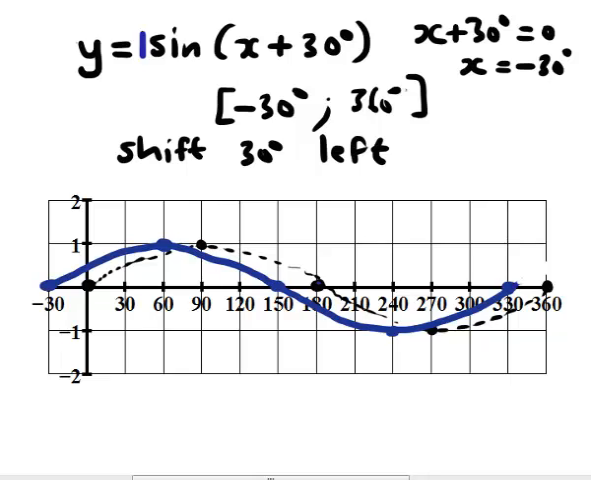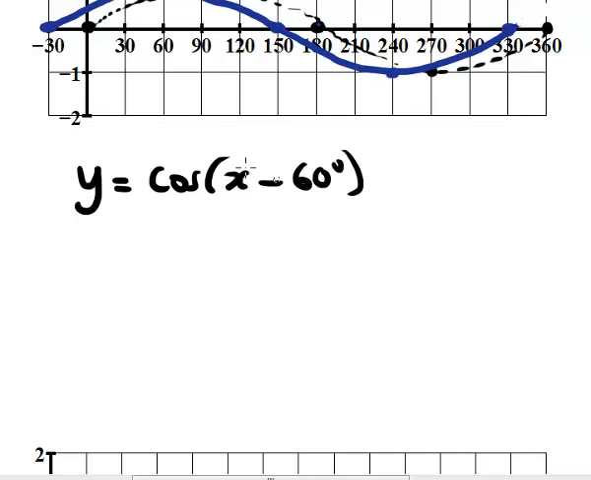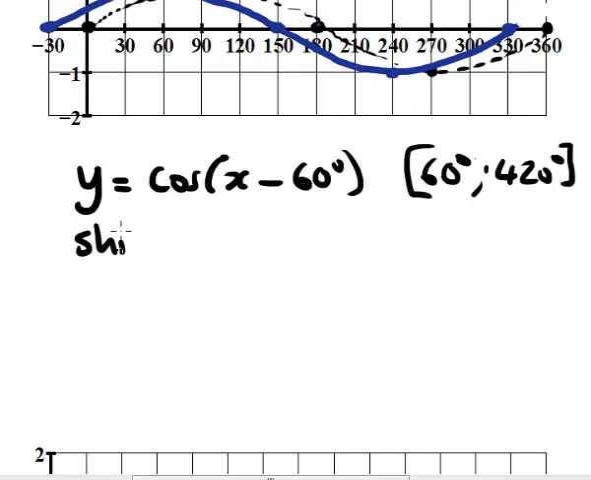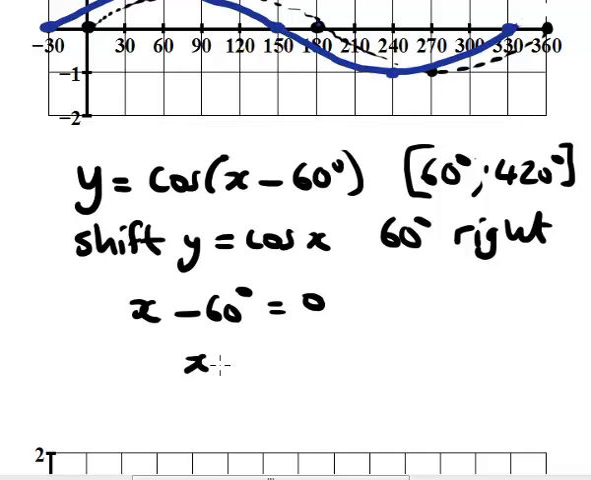What about a graph like cos of x minus 60? Let's have a look at this. If I said to you y equals the cos of x minus 60 degrees, and the restriction we can go say 60 degrees to 420, what's going to happen here? We're going to shift the cos graph 60 degrees to the right. How I do it is I put x minus 60 equal to 0, and I see I'm at positive 60. I'm shifting to the right.